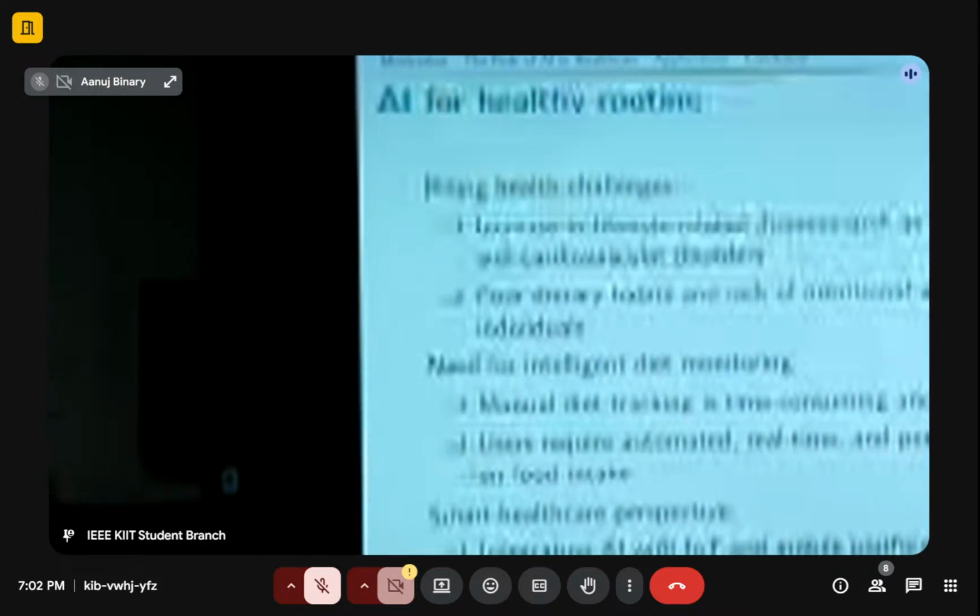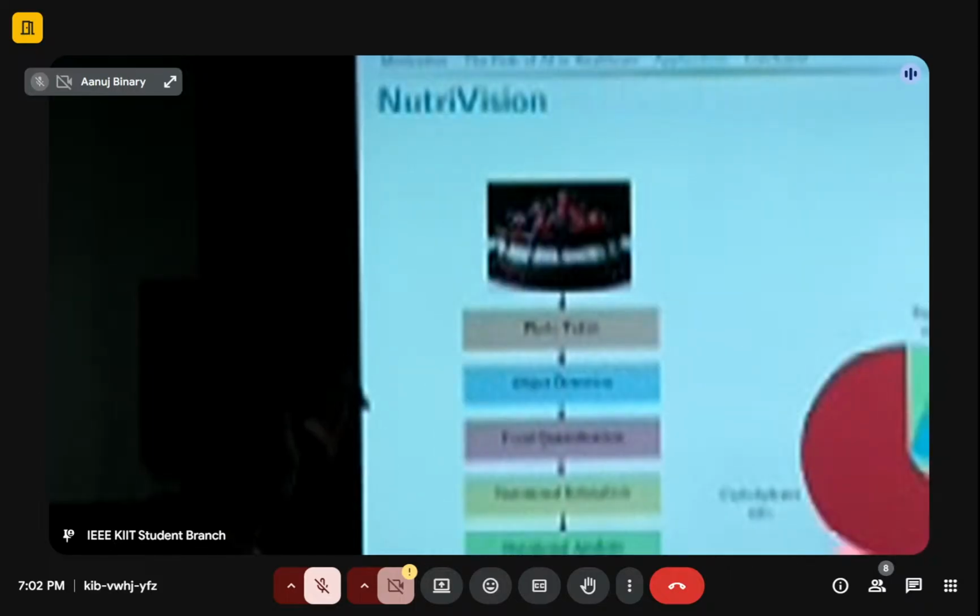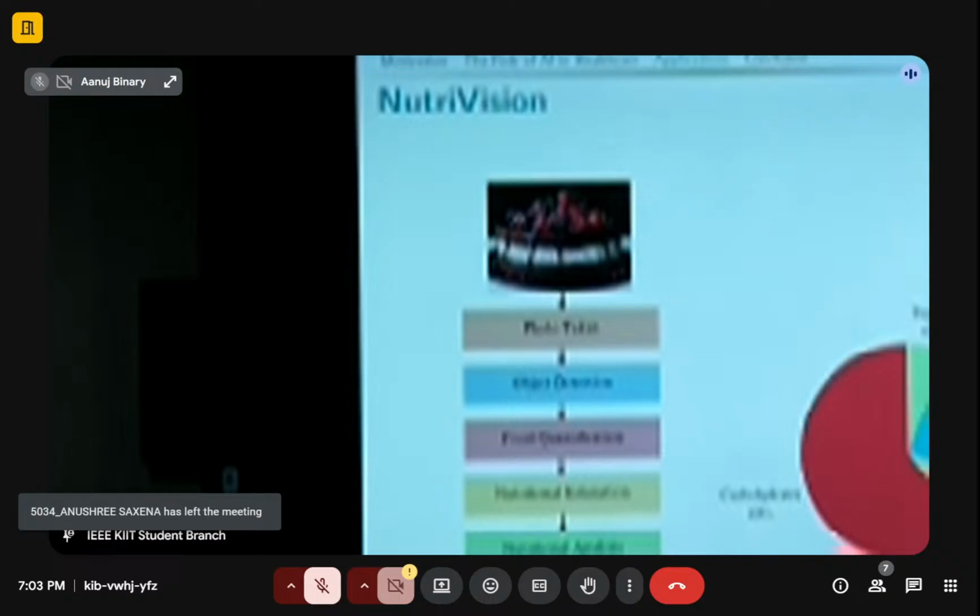So now this is all. And finally we have just given one, because we should have a healthy diet so that we should not fall into those diseases. That's why I put the last one. It is called NutriVision. NutriVision also we have used.